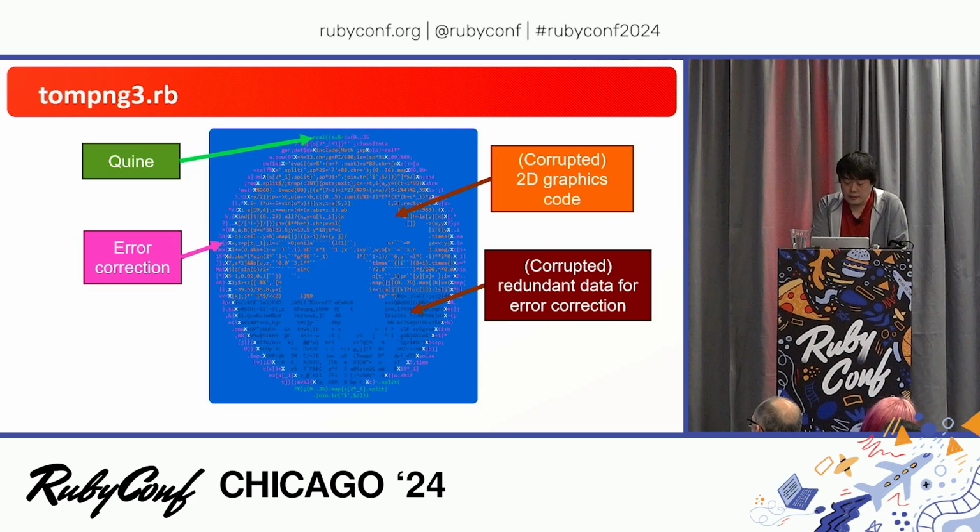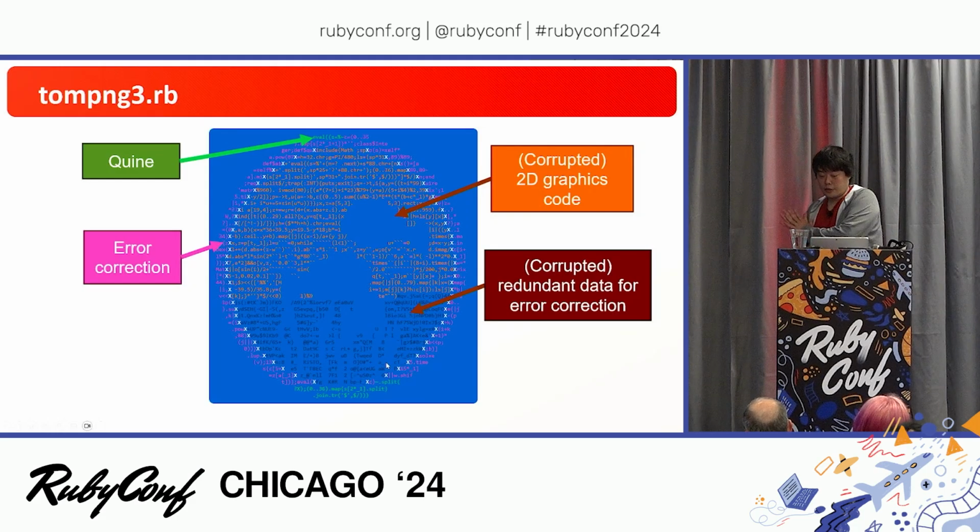This illustrates what part of the code has what role. The orange part is the 2D graphics code, but corrupted by fish and grass. And the black part is redundant data for error correction. And the pink part, it is a bit hard to see, but this is pink. It is the error correction code, with code for Quine at the beginning and end.